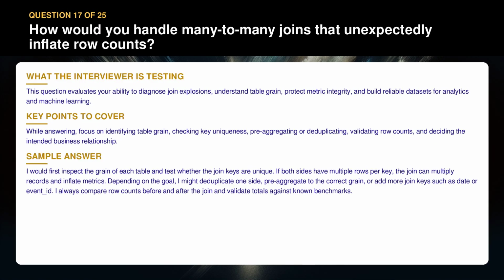I would first inspect the grain of each table and test whether the join keys are unique. If both sides have multiple rows per key, the join can multiply records and inflate metrics. Depending on the goal, I might deduplicate one side, pre-aggregate to the correct grain, or add more join keys such as date or event ID. I always compare row counts before and after the join, and validate totals against known benchmarks.